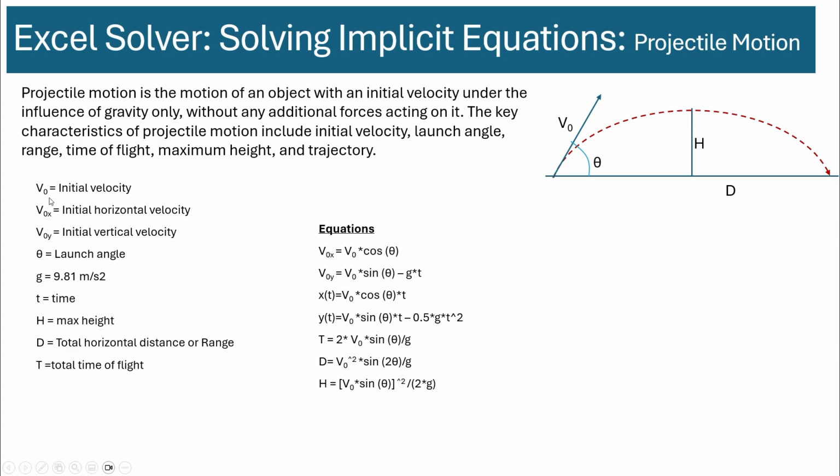So you have the initial velocity v naught, you have the launch angle theta, you have the gravitational force g, time t, any instant of time t, and then there is a total time of flight. Then there's a max height, which is h here, and then there is a total horizontal distance or range. Now, why is this an implicit function? This is an implicit function in theta.